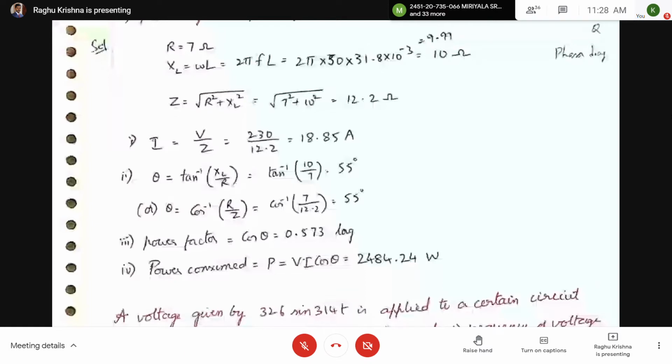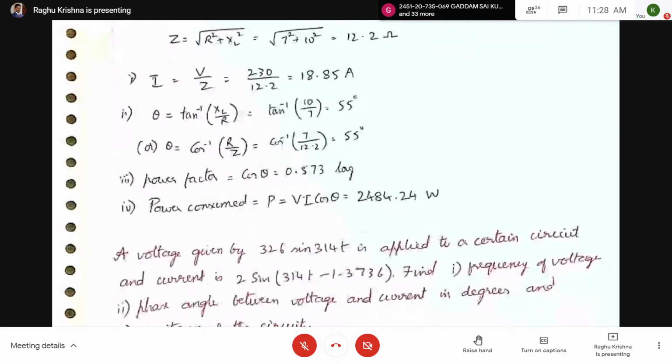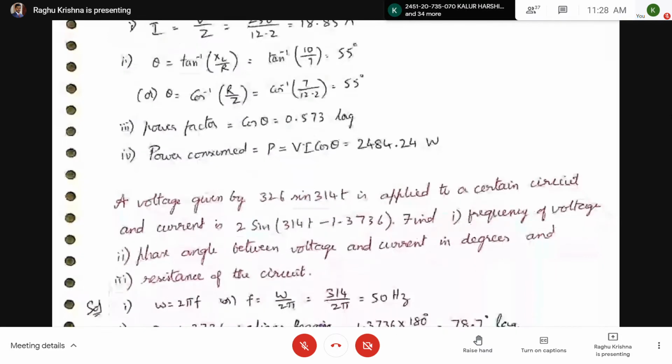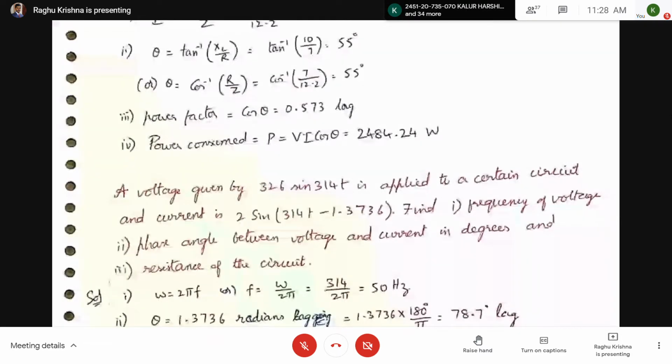Now power consumed is given by P equal to VI cos theta. Next, coming to... Okay, are you able to hear now?